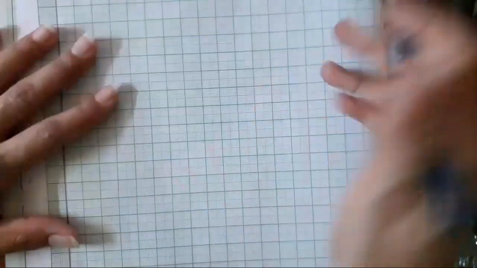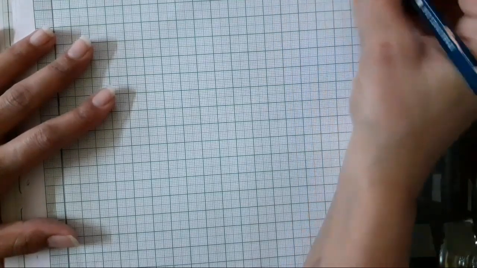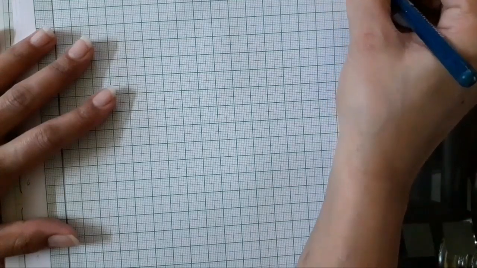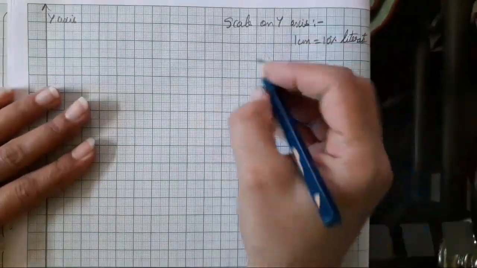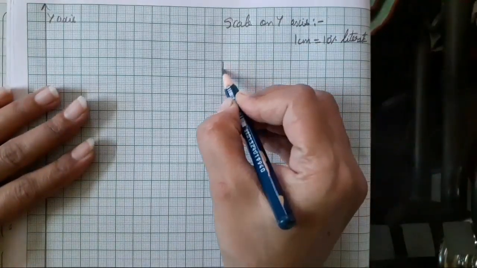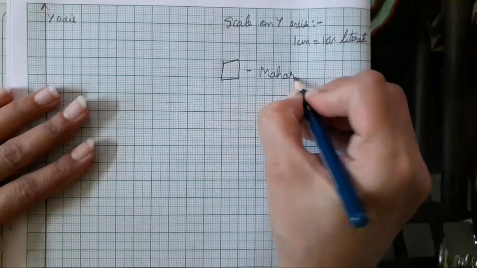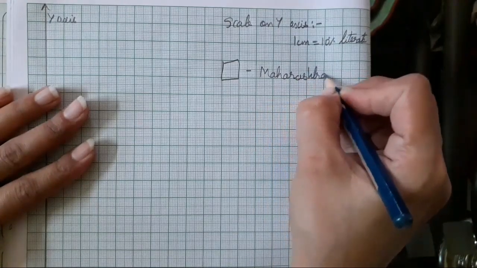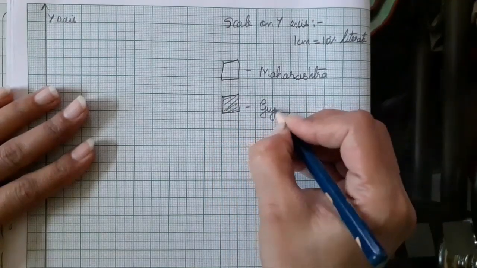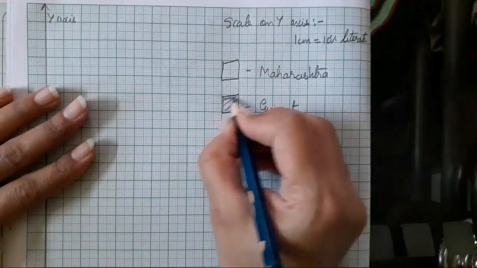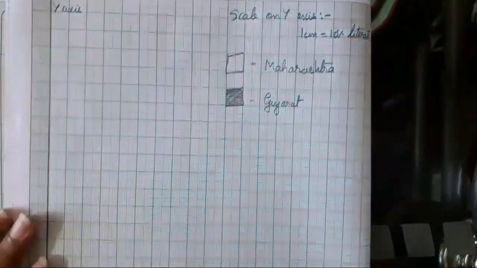So on y-axis we will take 1 centimeter is equal to 10% literate. Okay, so they have given the percentage of the literacy. You all have to draw it and show it. Okay, so we will keep Maharashtra blank and Gujarat, we will show it in the shaded way. Okay, you all can even shade it in this way, children, any which way you all want. Okay, whatever is preferable for you.